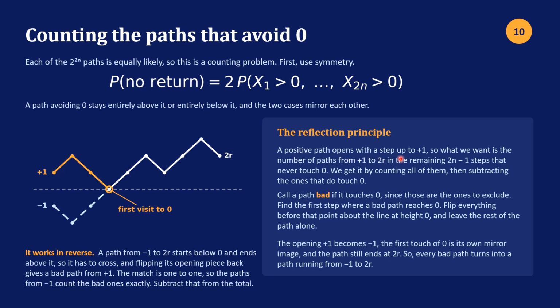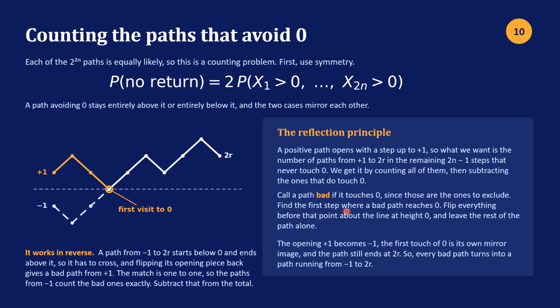A positive path opens with a step up to +1, showing that here, so that what we want is the number of paths from 1 to 2r in the remaining 2n minus 1 steps. So this was the first step, and then you have 2n minus 1 steps remaining. We get that by counting all the paths and then subtracting the paths that do touch 0. So the hard part is figuring out what exactly those are, and we can use this reflection principle to figure out what they are. Call a path bad if it touches 0, since those are the ones to exclude.